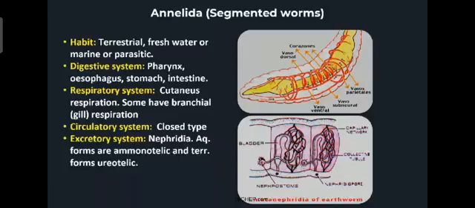So, the last phylum we have studied, Aschelminthes, is pseudocoelomate, and now this is Annelida. In Annelida, here all the animals are coelomate, means true coelom is present. From Annelida now all the animals or all the phylums, these are coelomate animals. Clear?